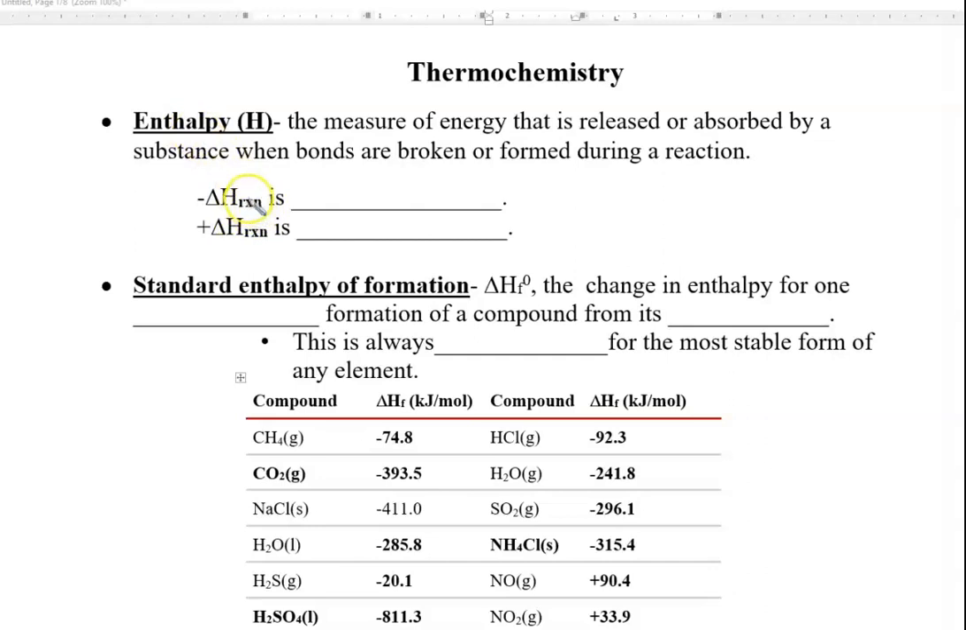If delta H comes out to be negative, delta H means that the reaction has released energy in the process, and so this would be an exothermic reaction. That means it gave off more energy than it had in the beginning. If we get a positive enthalpy or a heat of reaction, that is an endothermic reaction.